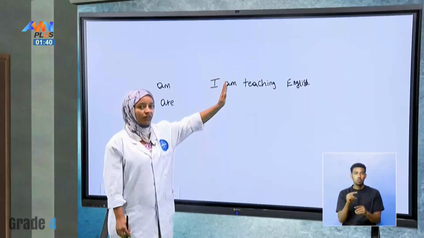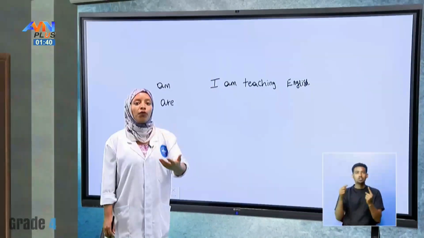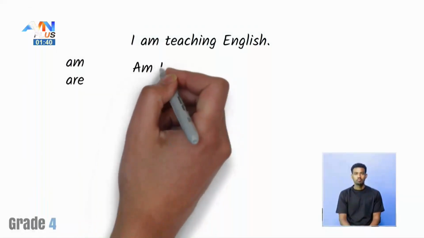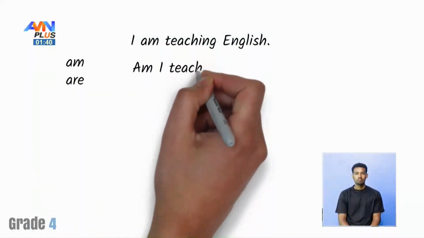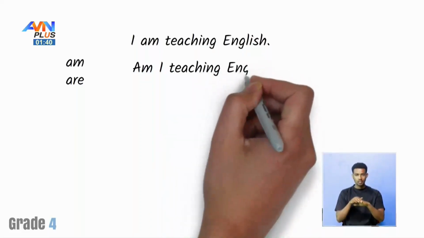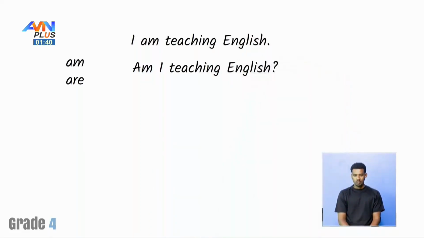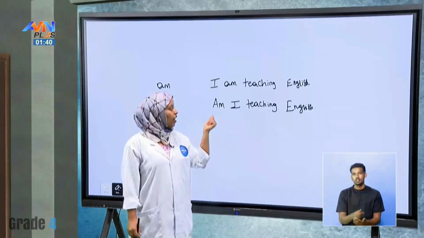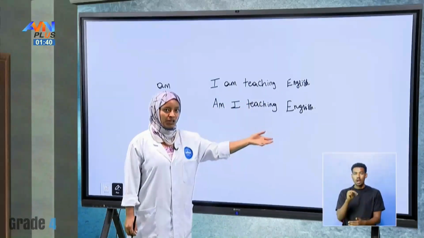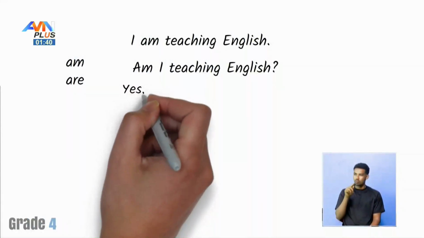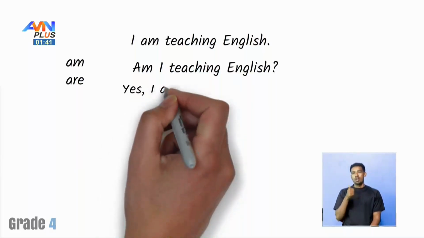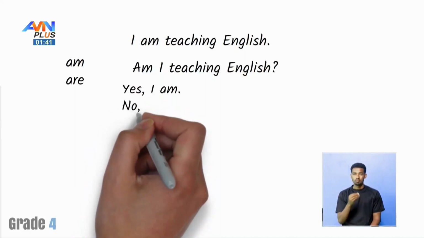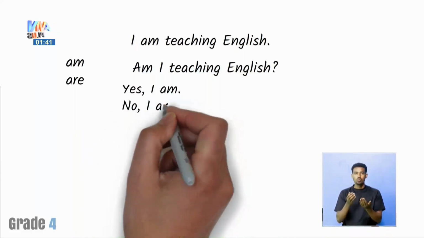Let us change it to a question. When we want to change it to a question, we easily use am. Am I teaching English? This is a question form. Am I teaching English? Yes, comma, yes, I am. And if we want to make a negative, no, I'm not.